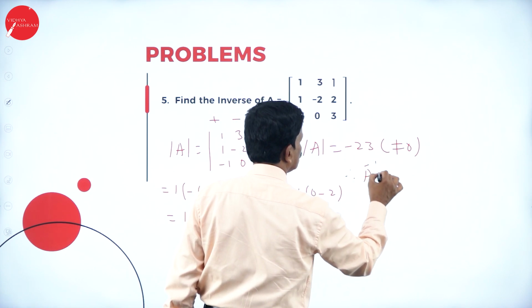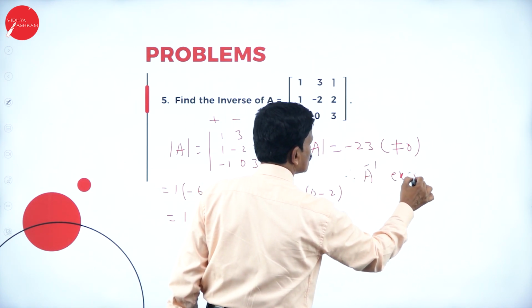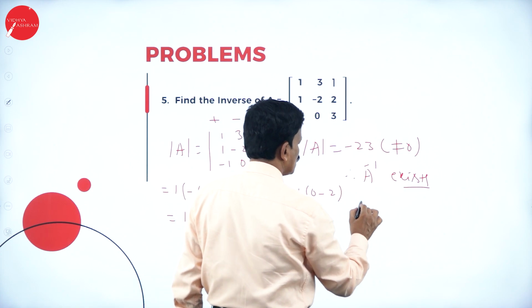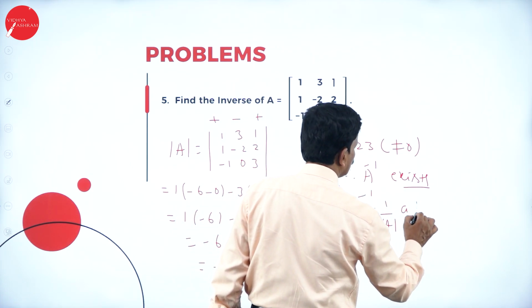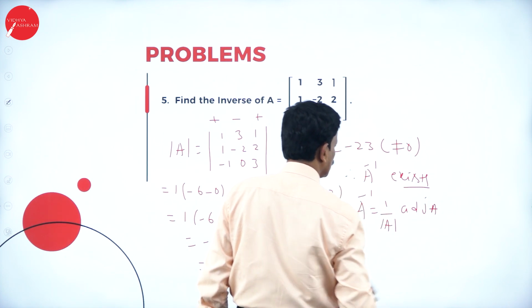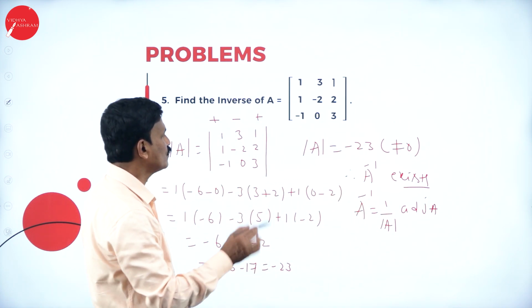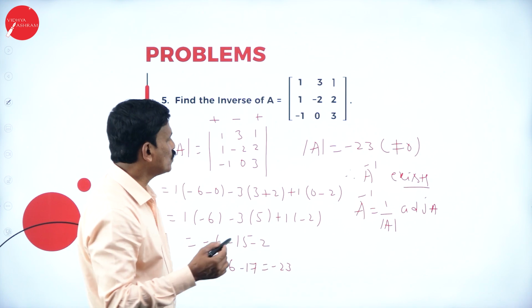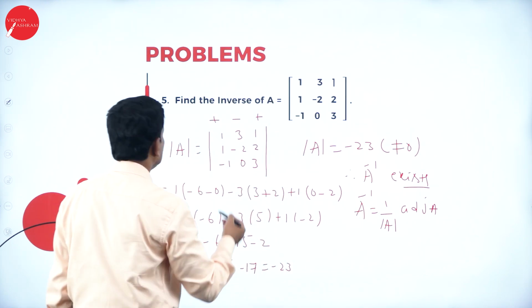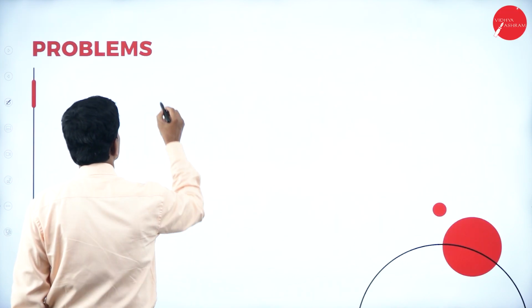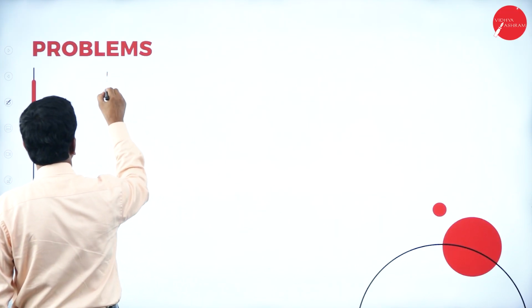Therefore, A inverse exists, and A inverse is equal to 1 over determinant of A into adjoint of A. Now, we have found determinant of A is minus 23. Now, find out the adjoint by finding the cofactors. That's it. Now, let us find the cofactors for this. I will write the matrix here.